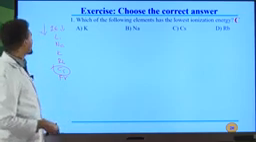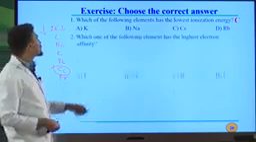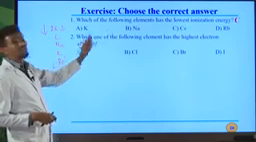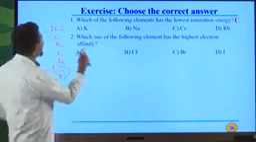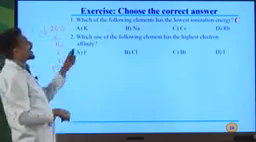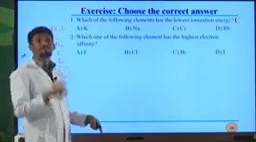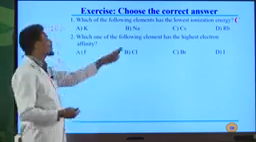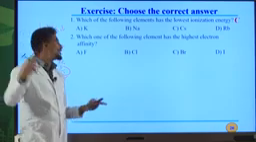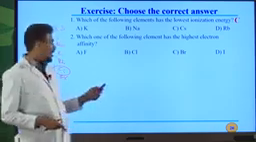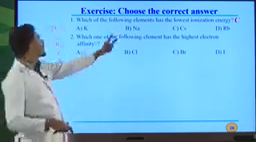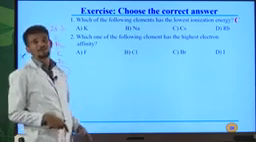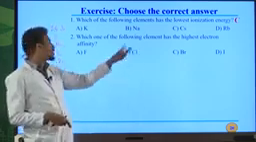Question number 2 says: which one of the following elements has the highest electron affinity? I already told you about this one. Down the group electron affinity decreases, but because of the small size of fluorine, chlorine has larger electron affinity when compared with fluorine. Therefore B is the correct answer. All the time remember this one, don't be confused.